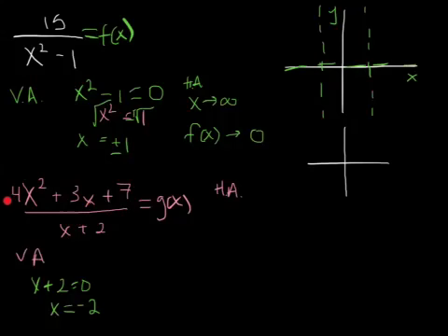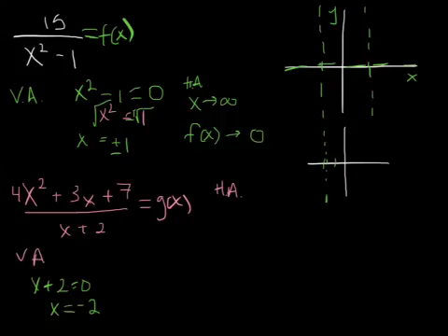So quickly try plugging in negative 2 here. You're going to have 4 times 4, which is 16, plus 3 times negative 2. So we have 16 minus 6, which is 10, plus 7, which certainly is not 0, and so I certainly have a vertical asymptote at x equals negative 2. Okay.